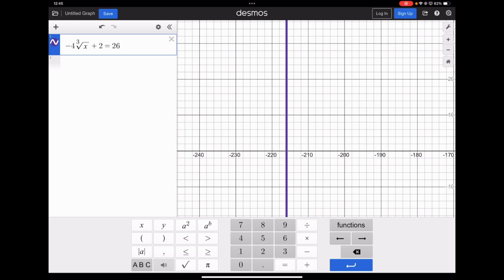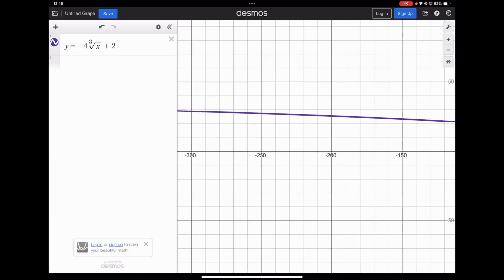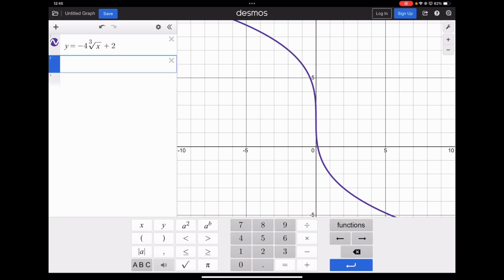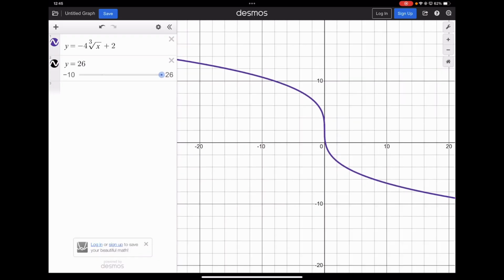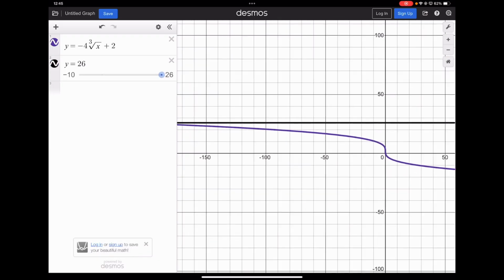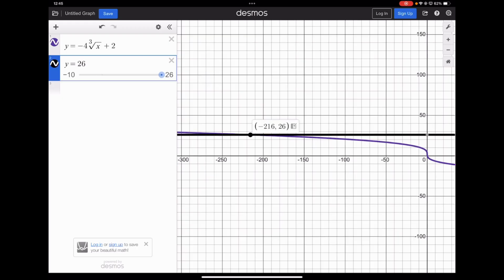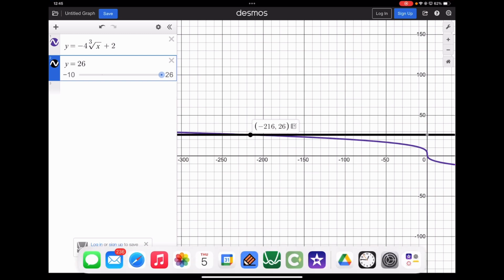So instead of equaling 26, what I'm going to do is, on one line, write y equals, so it can give me the graph of this function. And on the second line, I'm going to write y equals and what I want it to equal. I want this first y to equal 26. So if I do that and I scroll out, it's going to draw two graphs, and the x value of the intersection of those two graphs is going to be the solution to this equation. So since they intersect at negative 216, that is your answer.